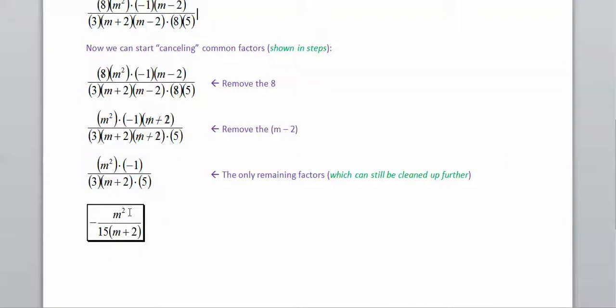That leaves just the m squared on top, and then the 3 and the 5 we're going to multiply together to get our 15, and we're just going to leave that factored from the m plus 2. So dividing fractions, we're going to take the reciprocal of the divisor, turn it into a multiplication, and then just carry it out as before, top to top, bottom to bottom, factor everything out to get rid of all the common factors before we actually worry about putting it together.